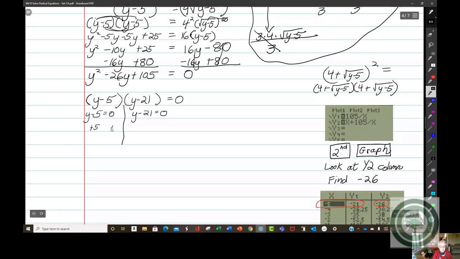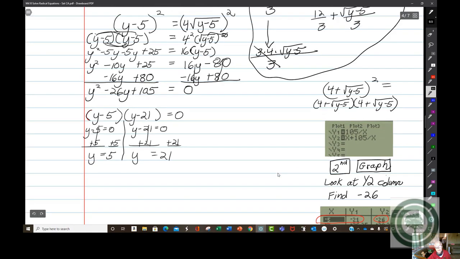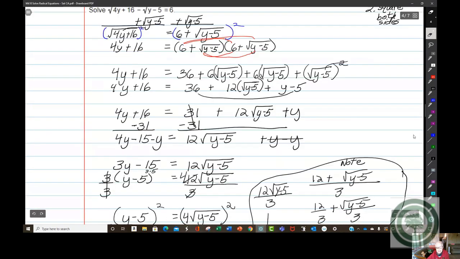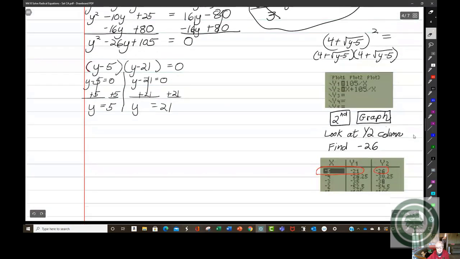Okay, plus 5, plus 5, and plus 21, plus 21. There. Now I could just settle for that, but this is a radical equation. It's begging to trick me. So what I'm going to have to do is get rid of that little thing there, and find a decent place to check the answer.